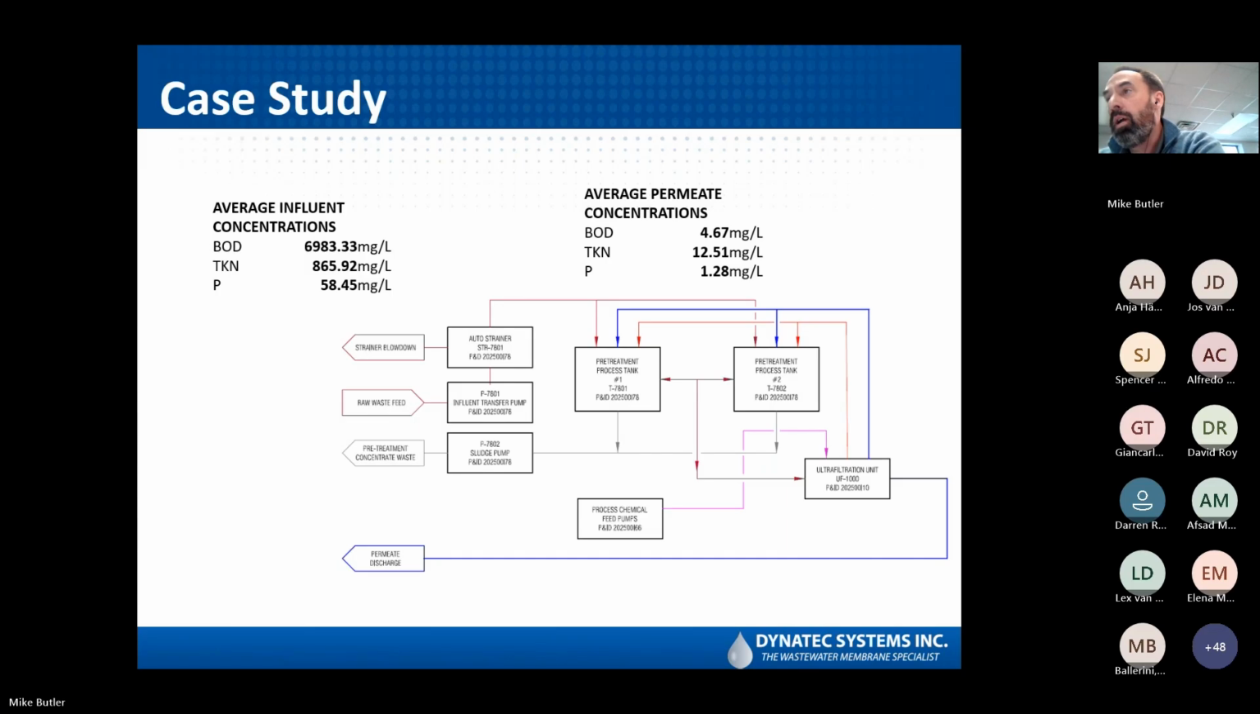Here you can see side by side all three of those parameters: BOD, TKN, and phosphorus. And the key to this application is treating the wastewater rather quickly as it leaves the plant. So there are no equalization tanks. There are 2 process tanks.